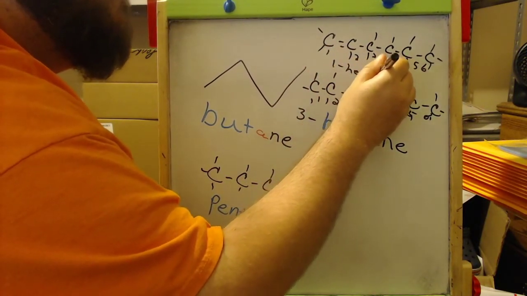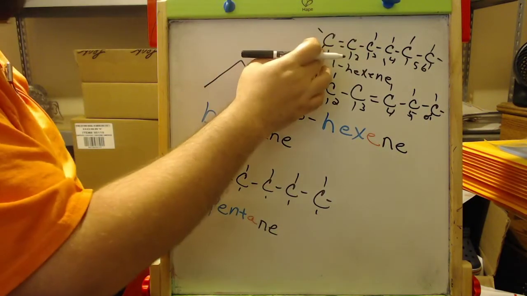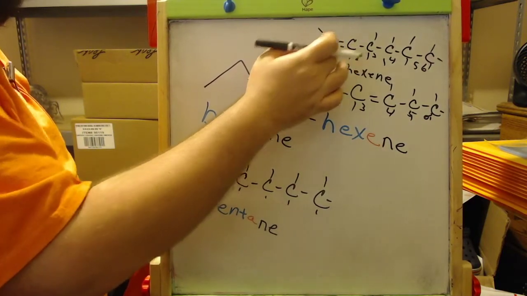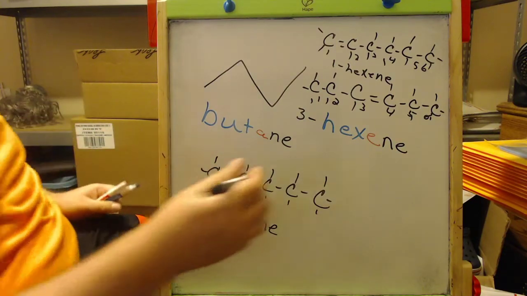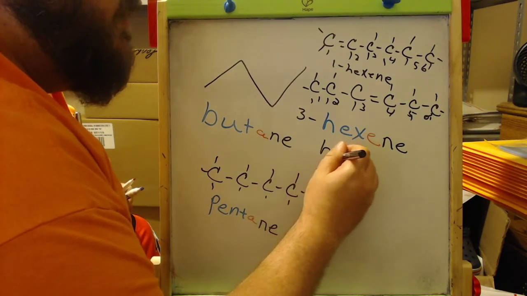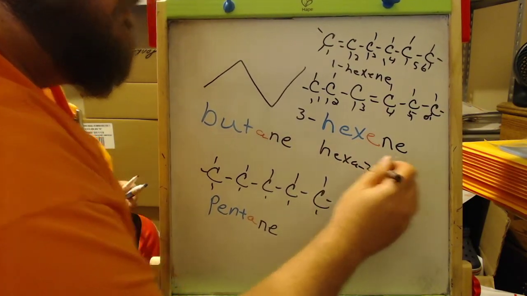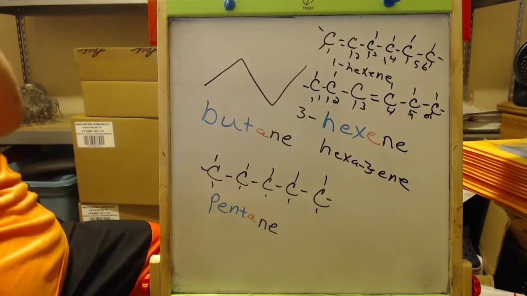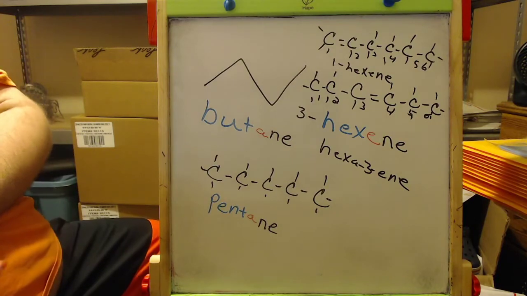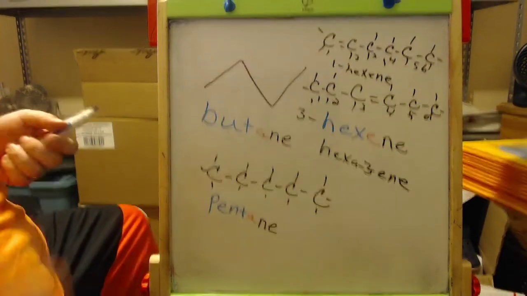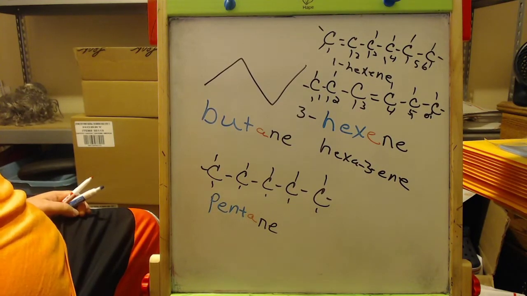The number before the double bond is how we number it. Now, there's an alternative way that's now being accepted. I could call this hexa-3-ene if I wanted to. Okay? And this would be hexa-1-ene. And the A goes in there for pronunciation purposes. Because again, the ending for alkanes, alkenes, alkynes isn't really the ANE, it's really the E.